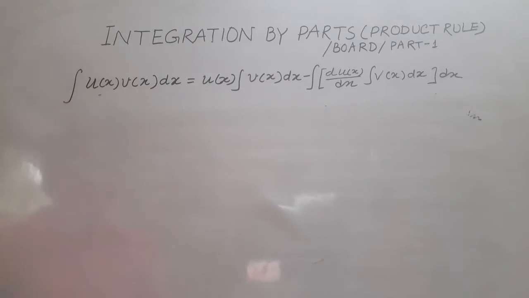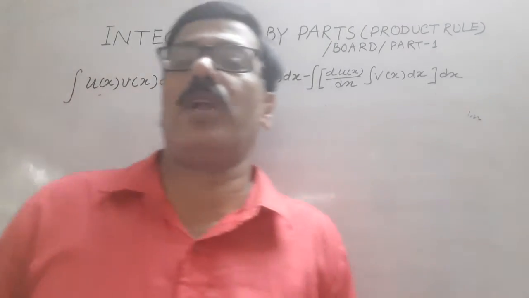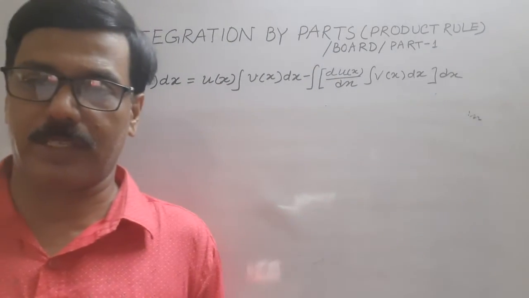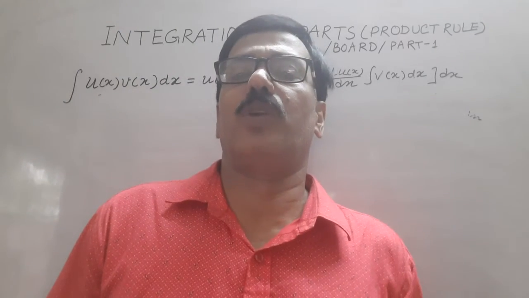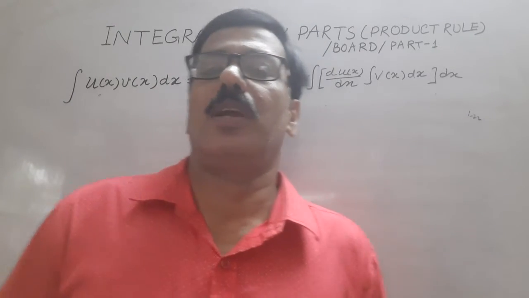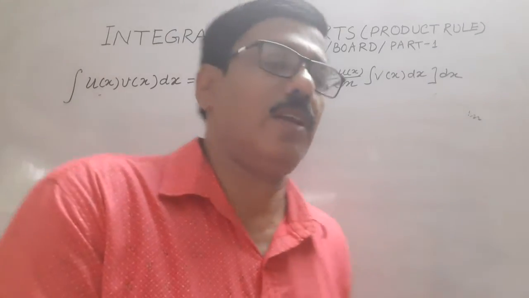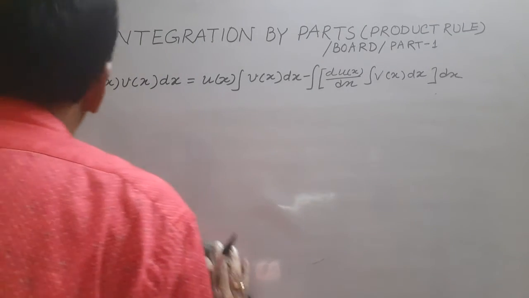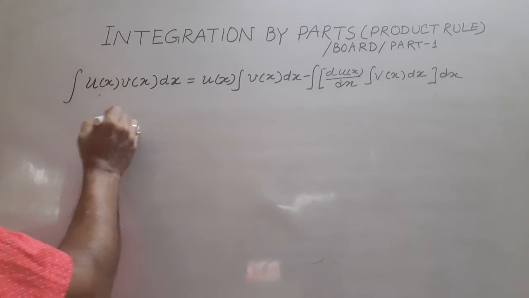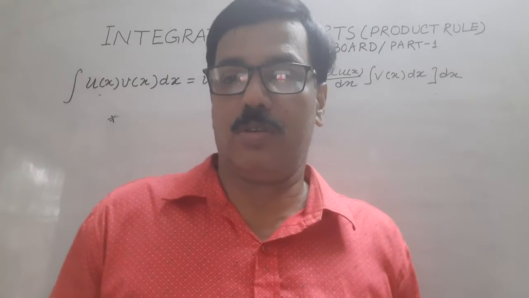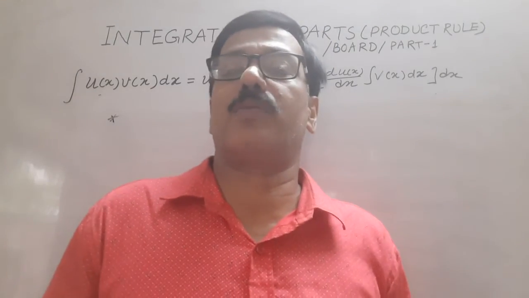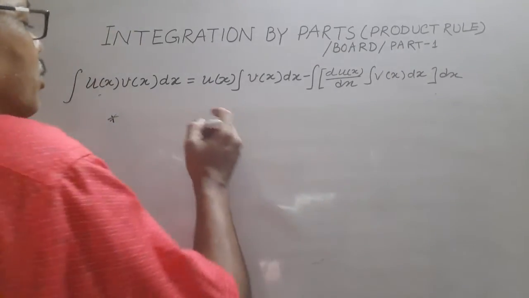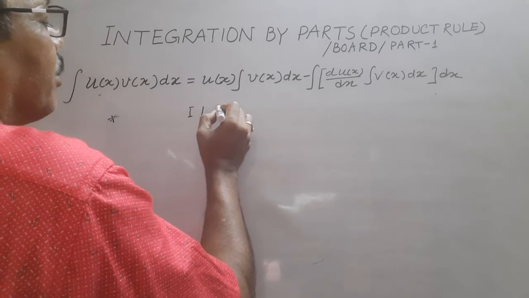In case of product rule of integration, we have to select which one is first function and which one is second function, and that is determined with the help of inspection. By inspection method, a rule is found out which one we take as first function and which one as second function. So this rule is known as Eilert rule.